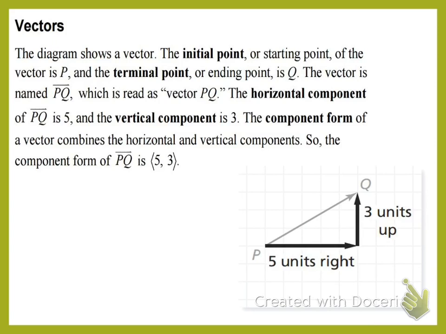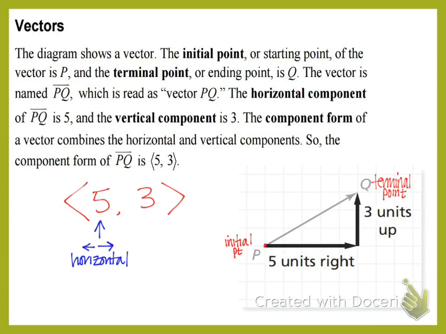It's got an initial point or a starting point. That's going to be point P. And it has a terminal point, so that's where the vector ends, at point Q. The vector is named PQ. It's got a horizontal component. That's this part down here. And it has a vertical component, right? That's this part over here.